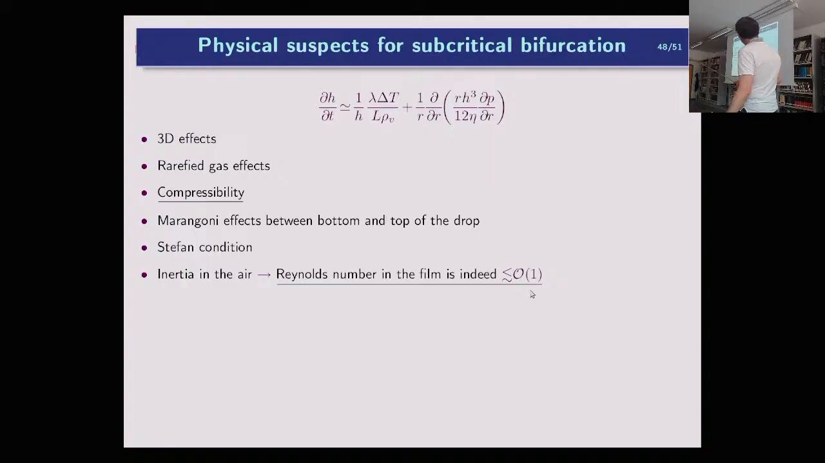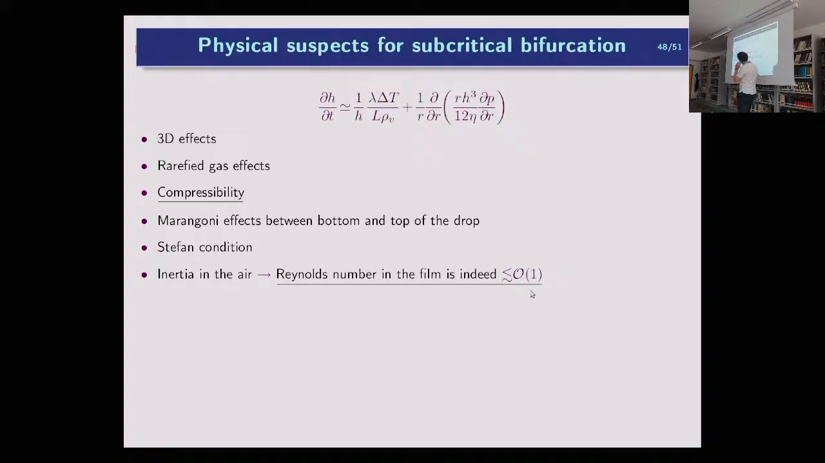So to conclude, I've tried to make a list of what could be interesting to study to understand these subcritical bifurcations. There may be 3D effects, because I've been talking only about axisymmetric simulations and 2D simulations. Maybe there could be 3D effects, like a coin on a table. There could be an oscillation related to a variation in theta. Rarefied gas effects could have an importance as well.